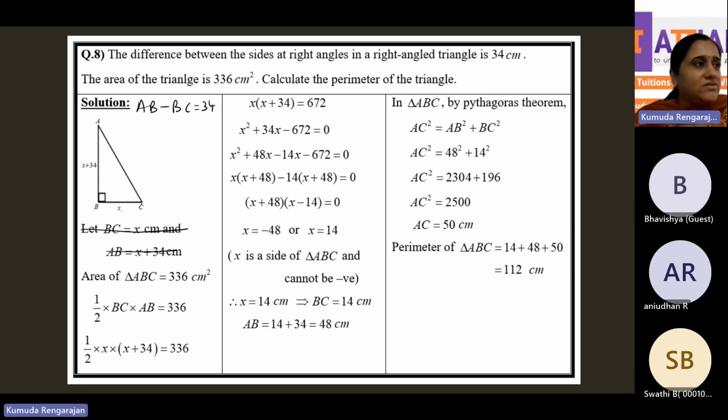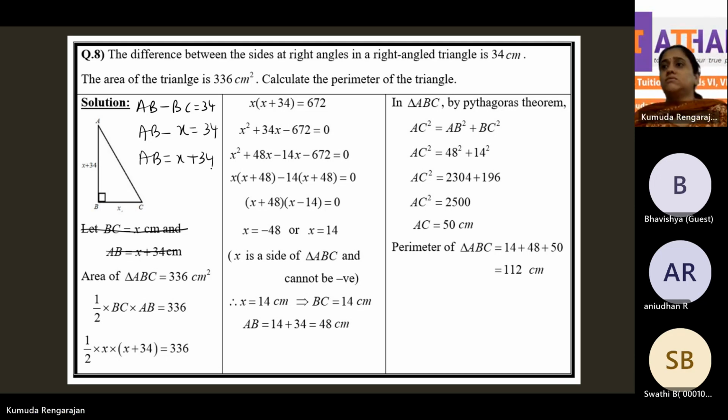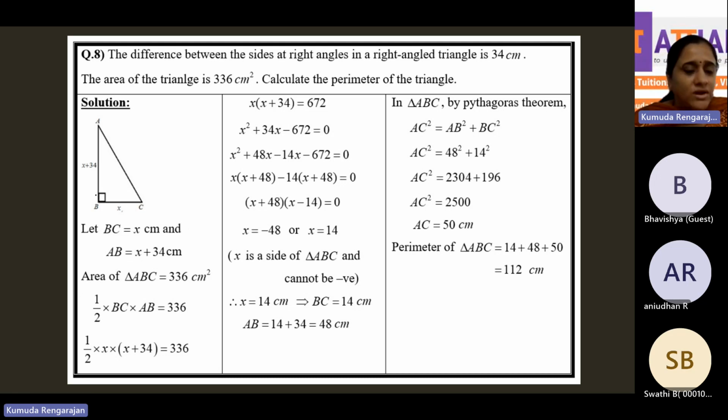And I've called BC as X. So if BC is X, then what is AB? AB is equal to X plus 34 on transposing. See, it's not at all difficult. Let me do it again. You understand the figure: triangle ABC, right angled at B. And the sides at right angles are these two. Their difference is 34. So AB minus BC is equal to 34.